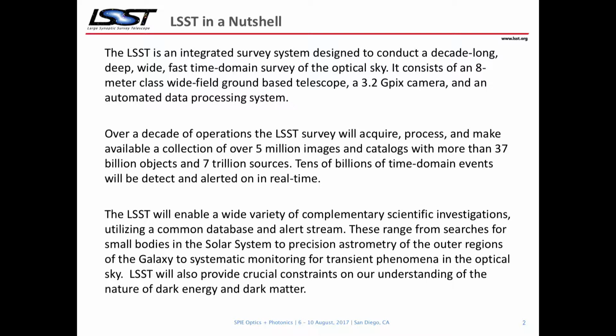And LSST is actually pushing the state of the art. It will get down to a level where effectively you run out of galaxies that you can resolve from the ground. So it is, in some sense, the ultimate optical survey experiment that you would build on the ground. Over the decade of observations, we'll acquire, process, and make available something like 5 million images. Those images will contain about 37 billion objects, about 20 billion galaxies, and 17 billion stars.